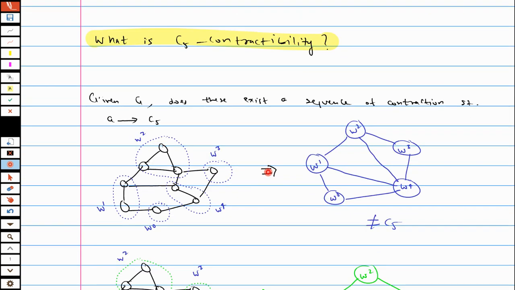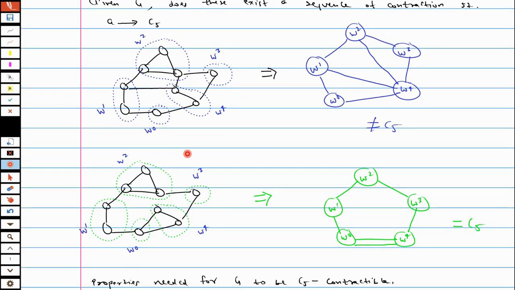But first of all, what is C5 contractibility? Let's say we have a graph G. What we want to do is contract a sequence of edges such that the graph that we get after that is a C5. For example, let's say I have partitioned the vertices of this graph G into five sets. If you contract these five sets individually, we get this graph, and as you can see, this is not C5 because there are edges like this.